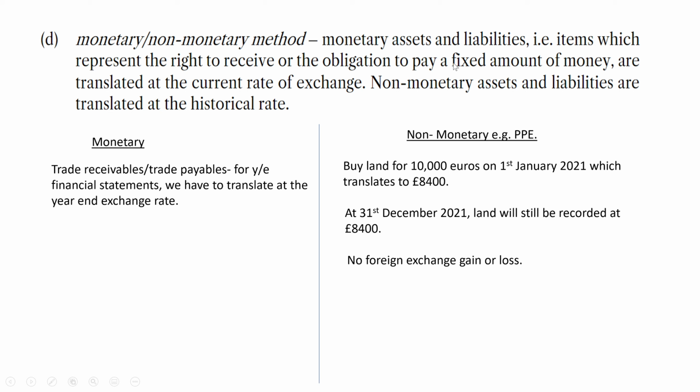How you account for monetary assets and liabilities is you keep translating them at the current rate of exchange. So when it comes to the year end, we have to translate them at the year end exchange rate. Because of that translation, we have a movement in the asset or the liability that's going to hit our profit and loss statement. So that's the difference, basically. Non-monetary has less work to do. Monetary you have to retranslate at the year-end rate.